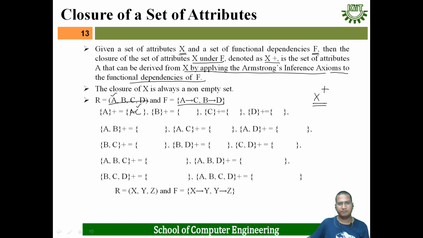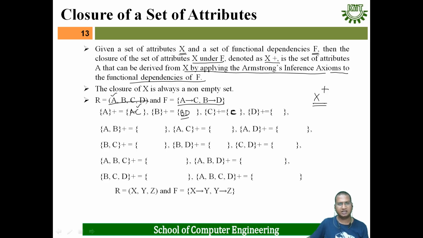Similarly, we can find B closure. B closure: B can logically infer B. Similarly, in this case B functionally determines D, that's why we can write D here. That means B can logically infer D. Then from BD, can we logically infer any other attributes using Armstrong axioms? No. That means B closure is equal to BD. Then we can find C closure. C closure will be C, because an attribute logically infers itself.